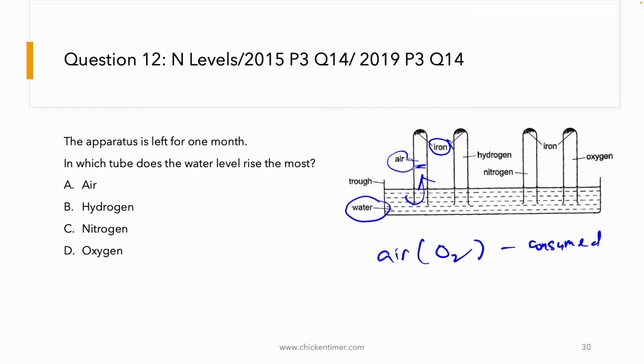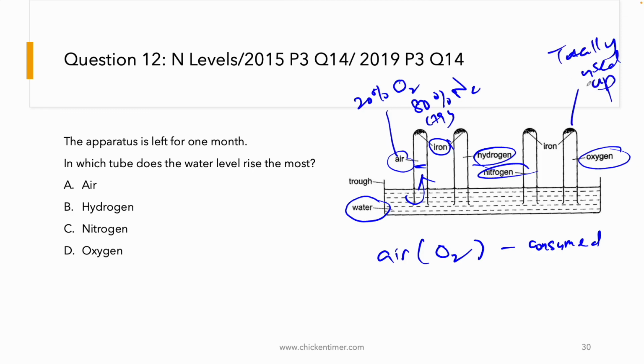So in this case, iron is exposed to air, hydrogen, nitrogen, and oxygen. So we first have to note this. Air is about 20% oxygen and 80% nitrogen, 79%. So that means at the last test tube, oxygen will be totally used up. Then in the first column, 20% will be used up. And because iron does not react with hydrogen or nitrogen, these two have no change.